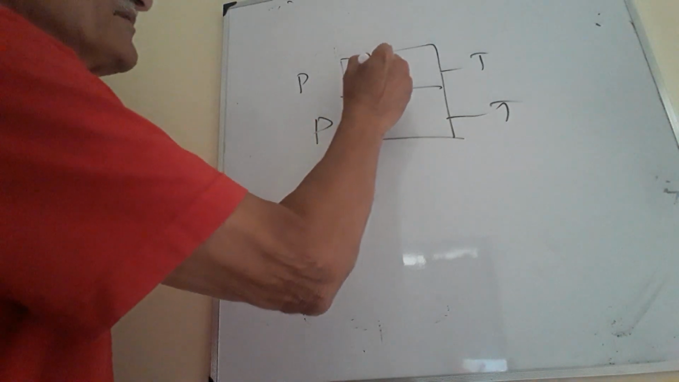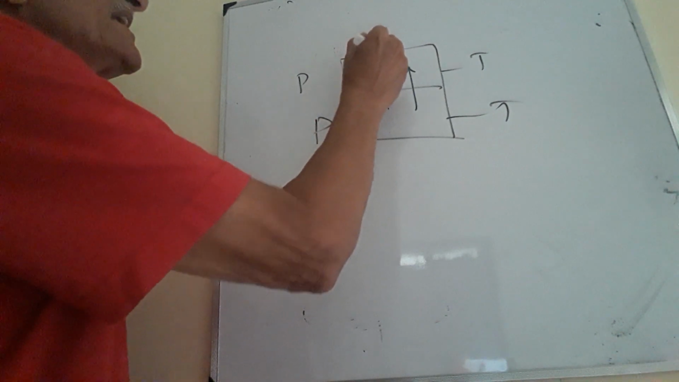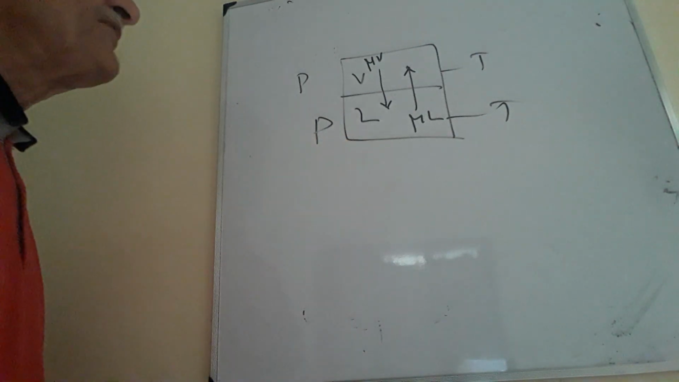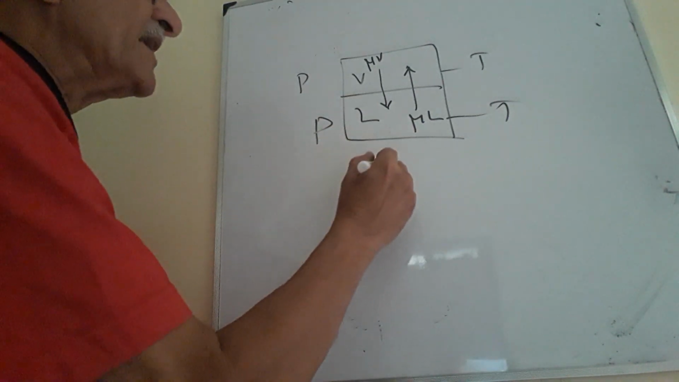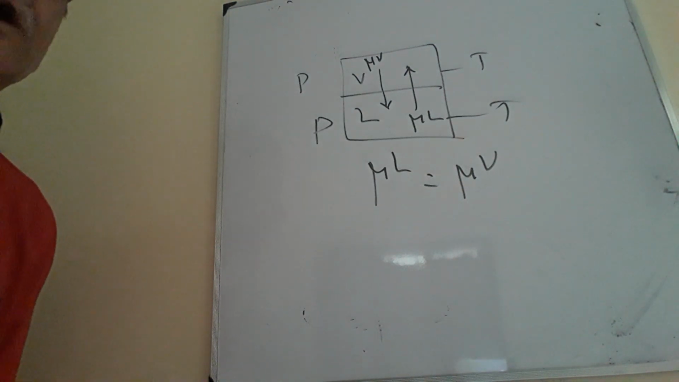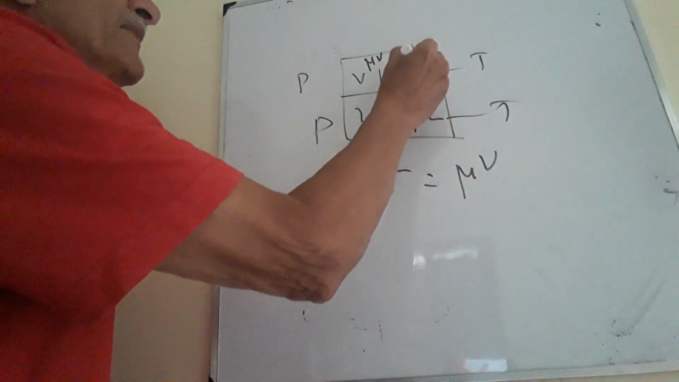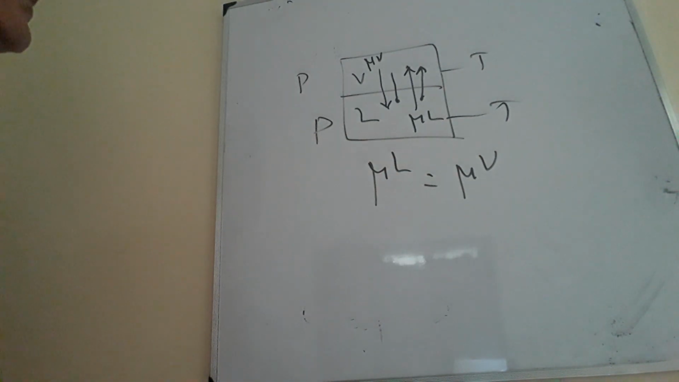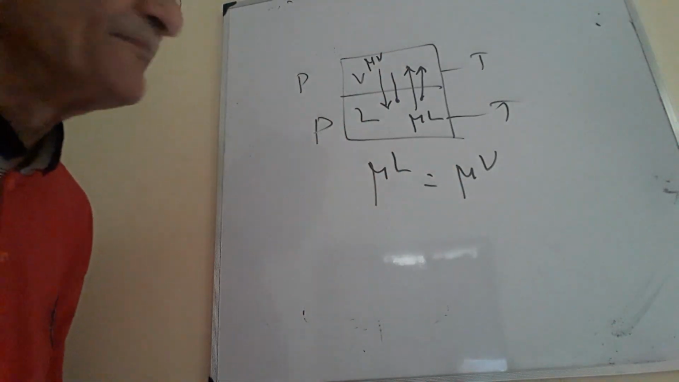What does it say? Suppose I call the chemical potential of the vapor phase mu v and chemical potential of liquid phase mu l. Now, at phase equilibrium, apart from pressure equality and temperature equality, we have mu l equal to mu v. That means the chemical potential of liquid phase will be equal to vapor phase. What does it mean? If one molecule of the vapor comes to liquid, another molecule goes up, maintaining the equilibrium. So mu L equal to mu V. So for phase equilibrium, we have three parameters: equality of pressure, equality of temperature, and equality of chemical potential.